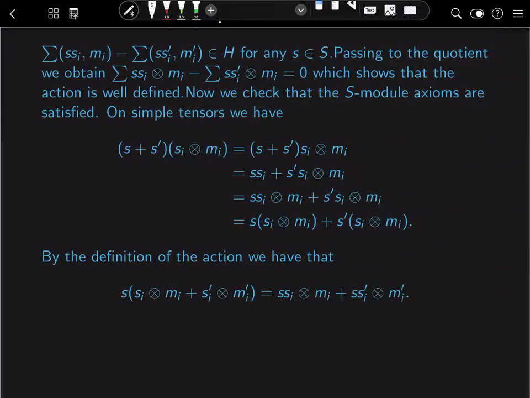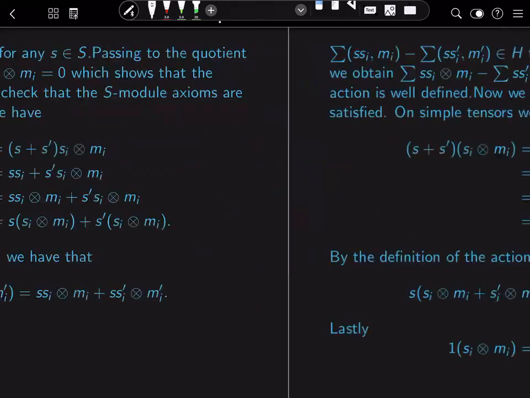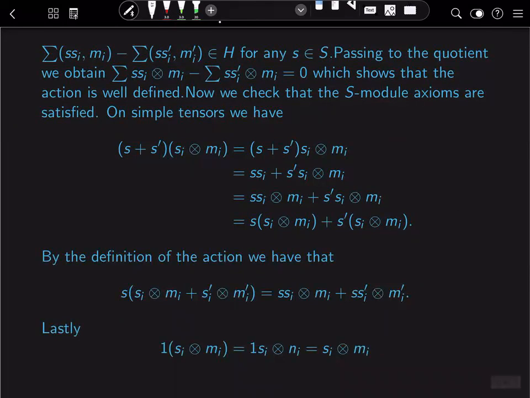Again, by definition of the action, we have S acting on the sum of two simple tensors. That action distributes naturally, by way of how we defined our action. So there really is nothing here that we need to check. And lastly, when we have 1 acting on s_i tensored with m_i, that's just 1 times s_i tensored with m_i, which is equal to s_i tensored with m_i. So this does indeed give us S-module structure on our tensor product.